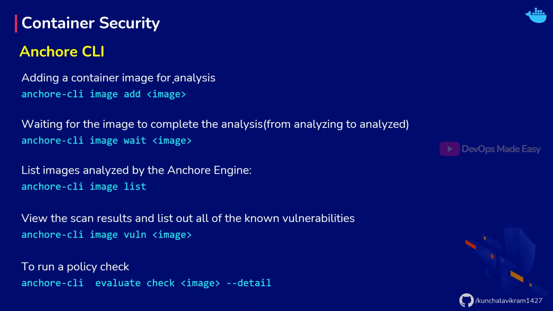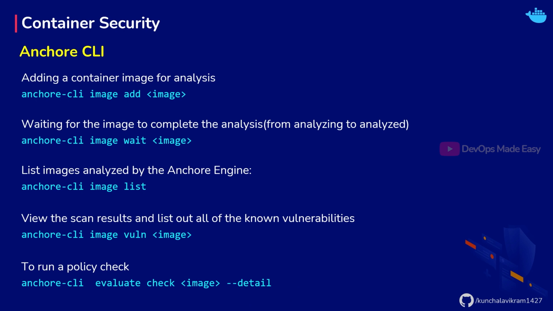Then we can add the container image for analysis using the anchore-cli image add option. Then we can use the wait option to see whether the image is analyzed or still in the process of analyzing. We can also see the list of images added to the analysis process using anchore-cli image list. And then we can see the results of the scan using the image vuln or image content option. Then to run a final policy check, we can use anchore-cli evaluate check, with the --detail option to see the detailed analysis result.